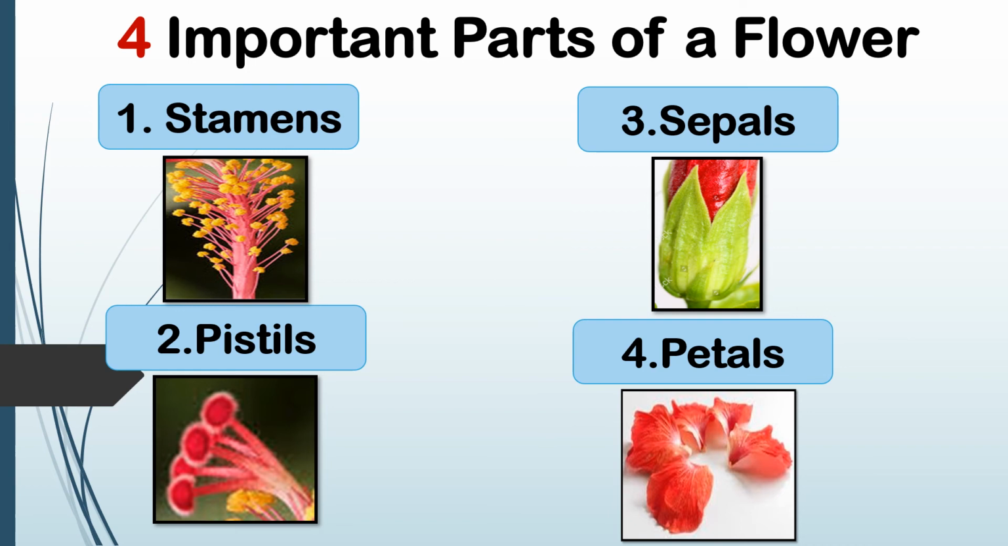What is the color of the stamens? Alright, so it is color yellow. How about the color of the pistils? It is color pink or sometimes color red. How about the sepals? They are color green. And the petals have different colors. There are different colors of hibiscus flower. We have red, pink, white, and sometimes yellow.